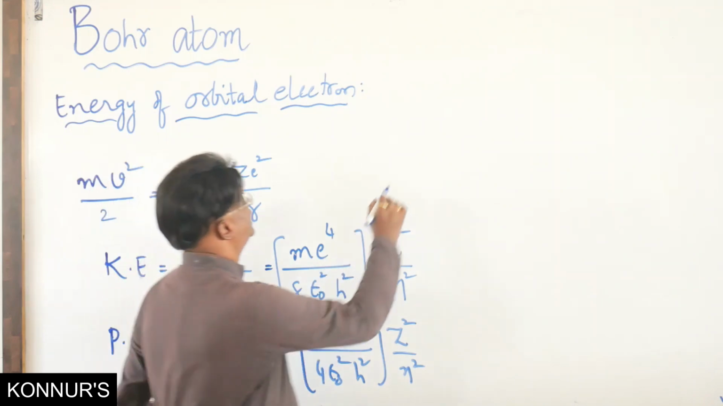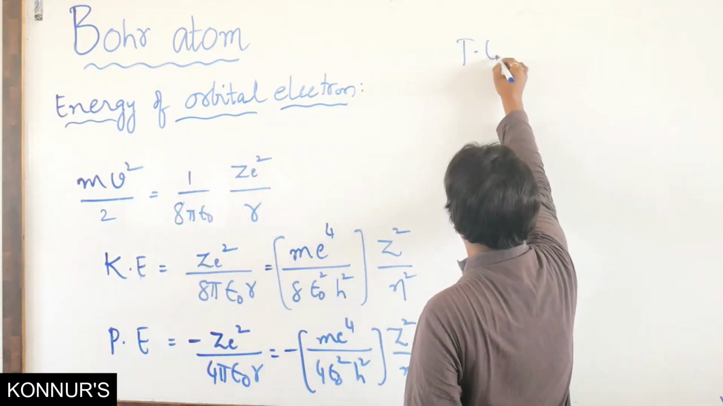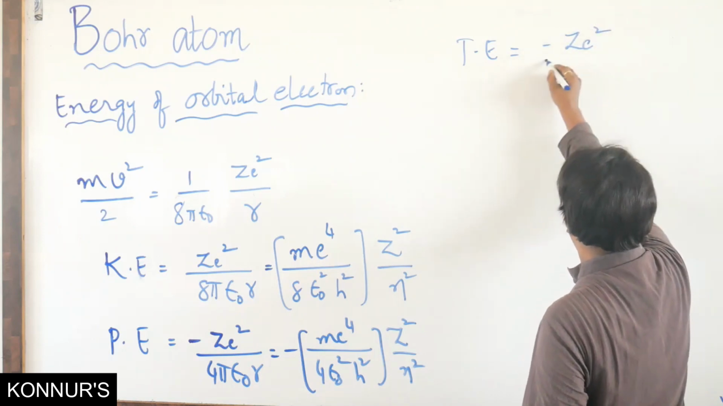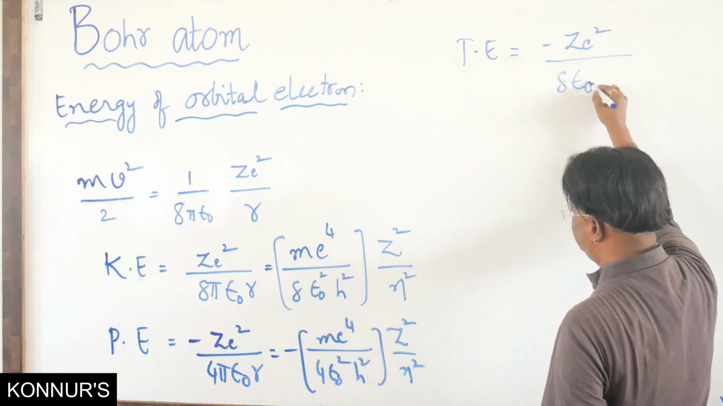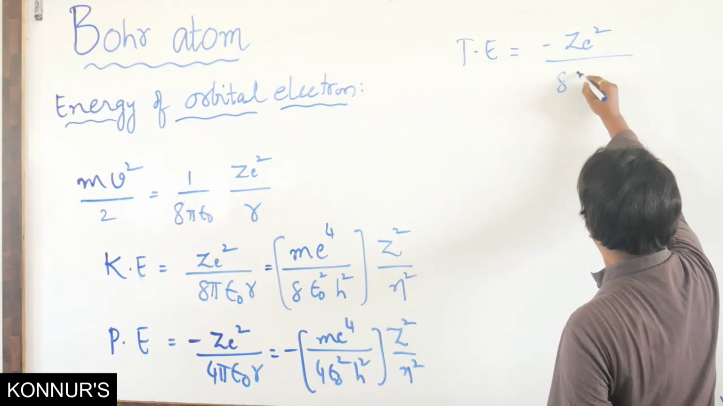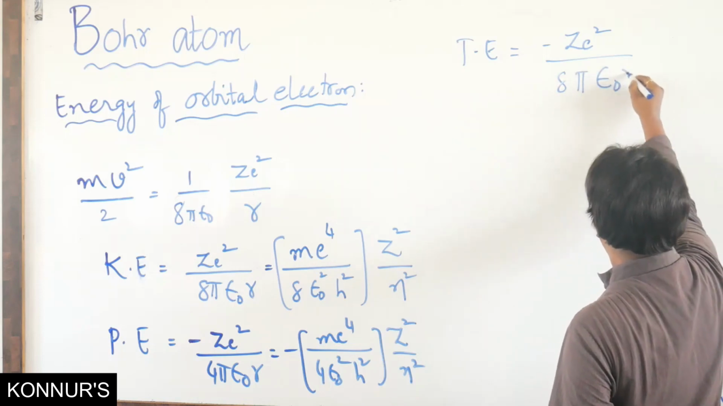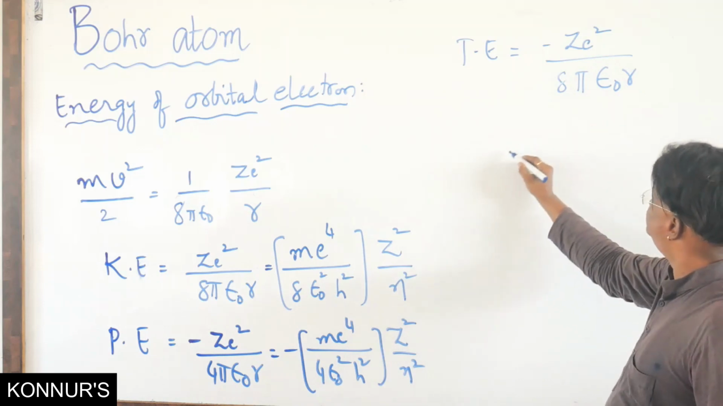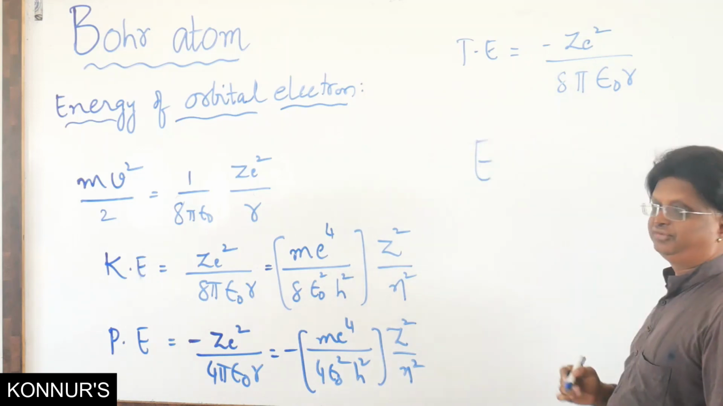Now what is the total energy that we get? Total energy is minus Ze squared by 8 pi epsilon naught r, pi is also there, right? 8 pi epsilon naught r. Now this same expression, by substituting the value of r, this is what the energy is.